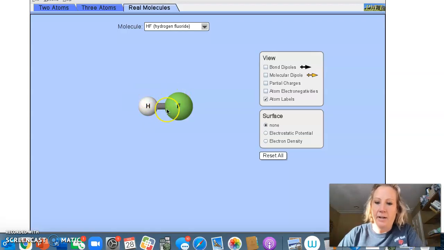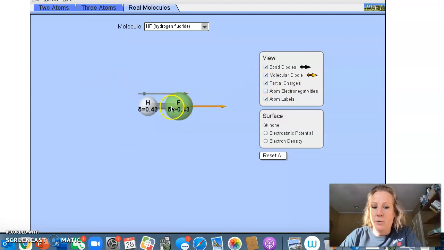So here's that hydrogen fluoride that we were just talking about in the slide deck. If I click on the bond dipole, I can see it's kind of gray, not really black, pointing towards the fluorine, which has a higher electronegativity. Overall, this molecule also is going to be negative on this end because of this gold arrow, and then positive on the other. I can put in the partials, those are the little deltas, the partial negative and partial positive.